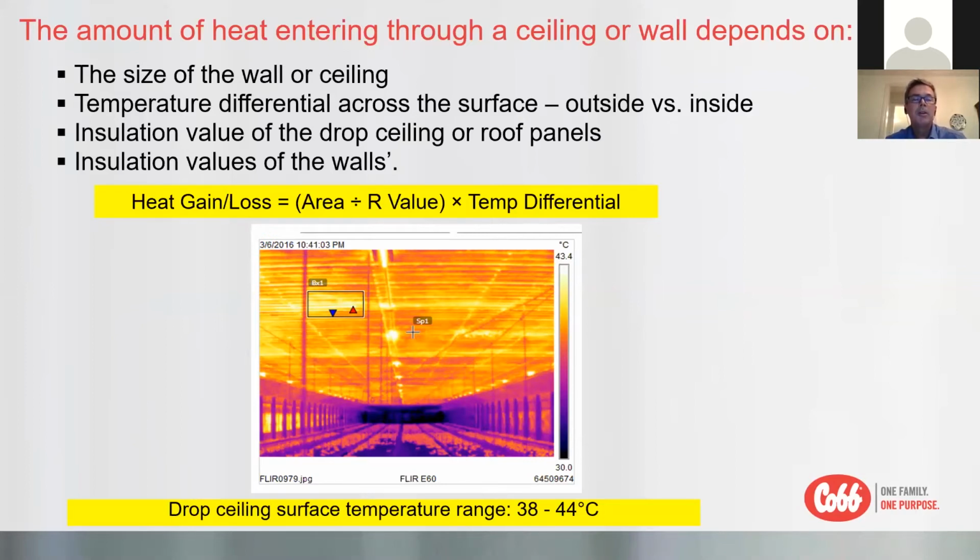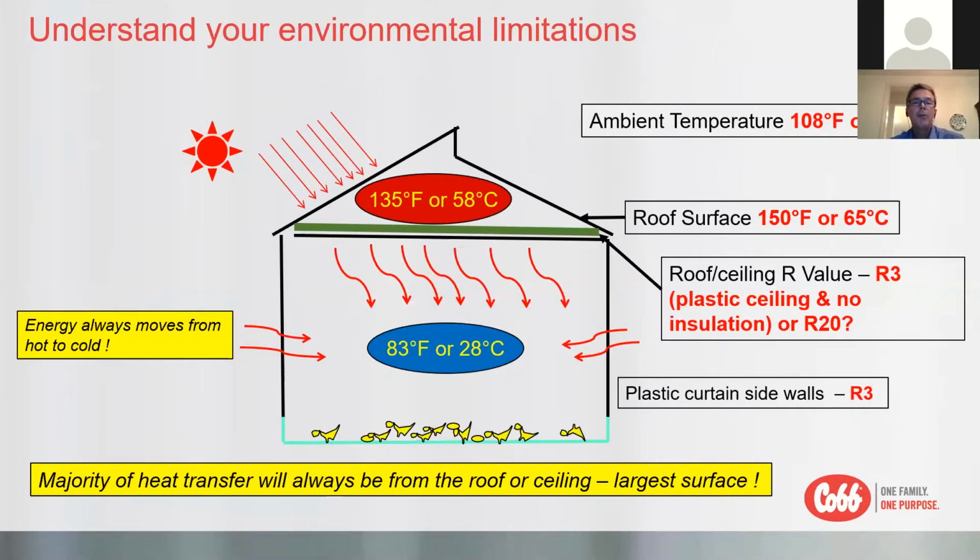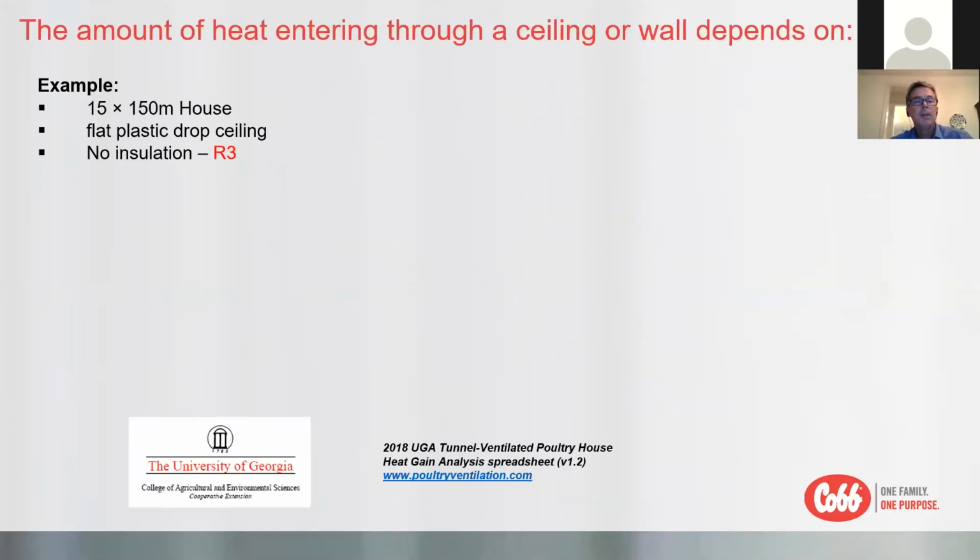We know that the largest surface in the house is going to be the ceiling. And for instance, the temperature of my attic space is 135 degrees Fahrenheit, 58 degrees C. I'm going to run through an example of no insulation or very poor insulation versus good insulation. The same house, let's put in a plastic drop ceiling. Let's say we have an R value of 3, a really poorly insulated roof.